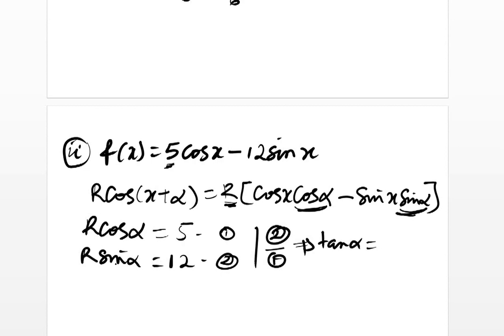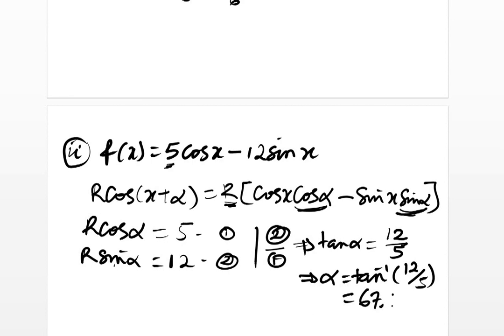And if you say 2 by 1, it means this divided by this, as well as 12 divided by 5. This implies alpha is tan inverse of 12 over 5, which gives us 67.4 degrees to 1 decimal place.